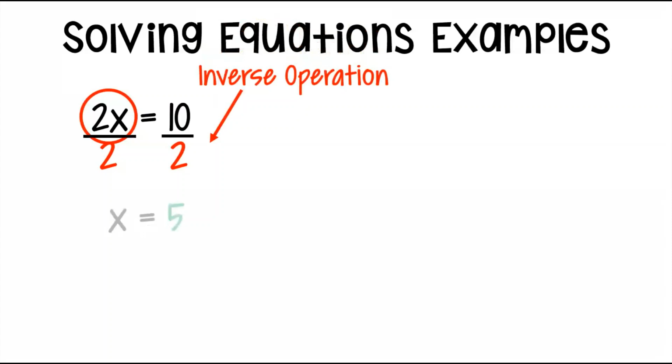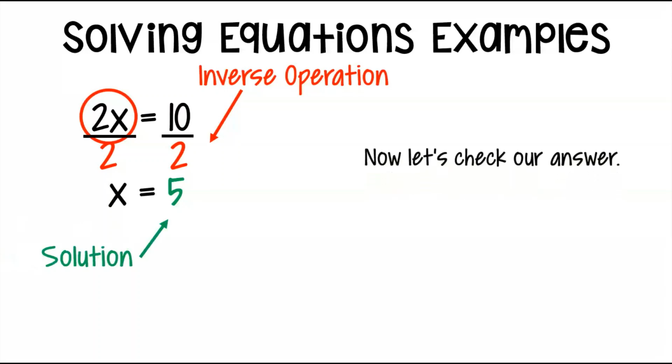Well, those 2's are going to divide out. That's your inverse operation step. Let me not jump ahead. The 2's will divide out, leaving me with just an x, right? Because 2 divided by 2 is 1, and 1 times x is x. And 10 divided by 2 is 5. That's our solution. Now we've got to check our answer.